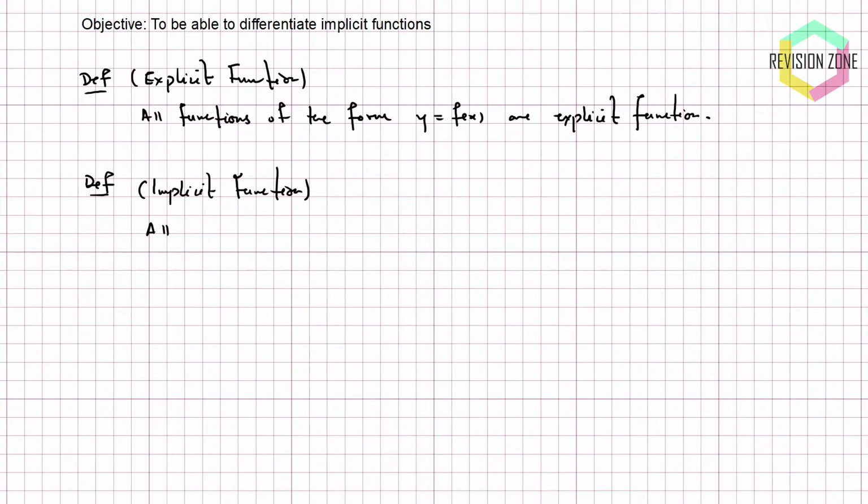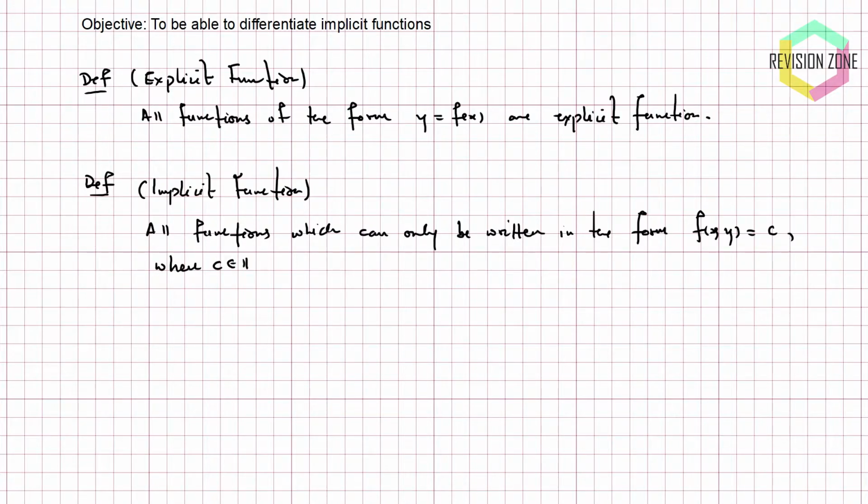All functions which can only be written in the form f of xy equals c, where c is some real number, are implicit functions. So it's worth explaining what I mean by f of xy.